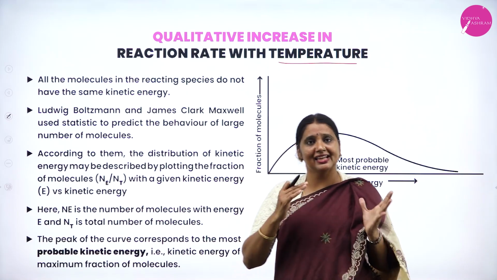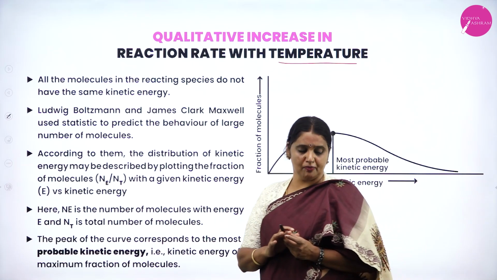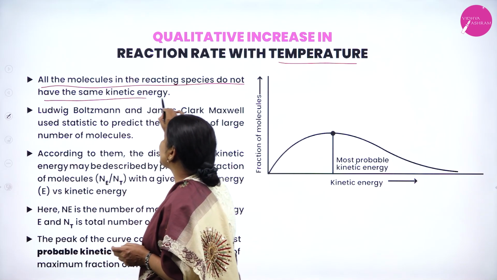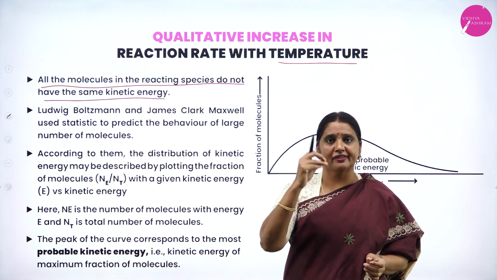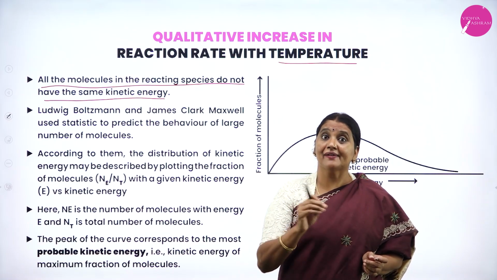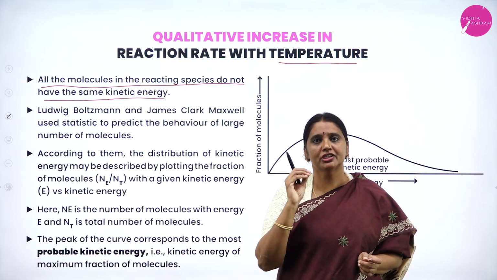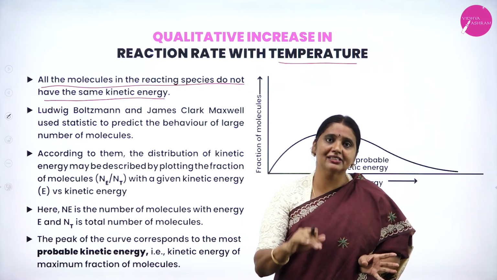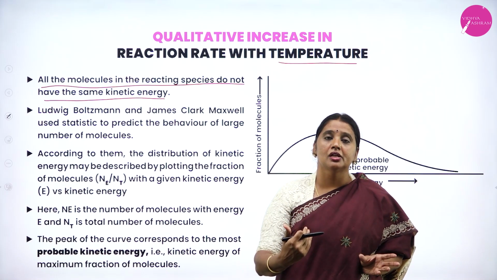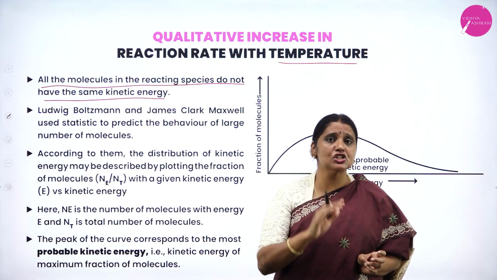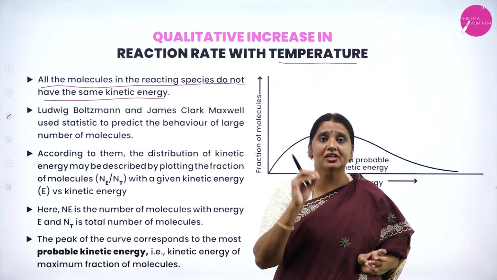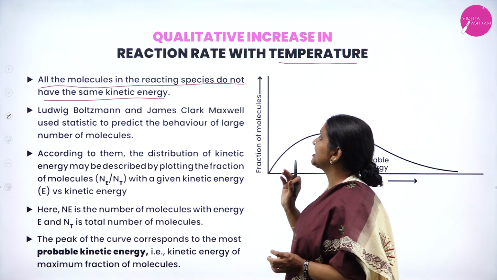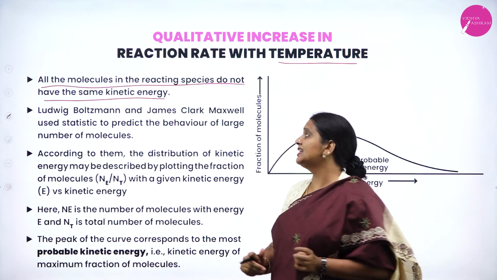Now, when you consider any gas, it is made up of lots of molecules. All the molecules in the reacting species do not have the same kinetic energy. If you consider 1 mole of gas, it contains Avogadro number of molecules, that is 6.022 into 10 to the power of 23 molecules. The energy of one molecule is not same as that of the other molecule. Consider human beings also: the energy of one person is not same as that of another person. Similarly, each molecule possesses different energy.